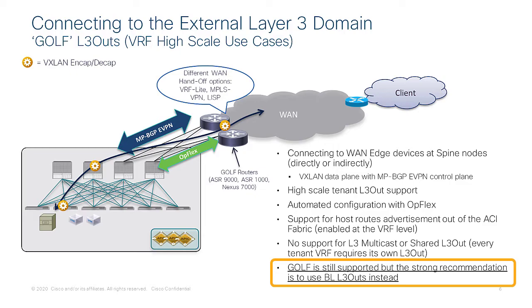Today, the recommendation is to go with the traditional border leaf L3 outs, because it's a more feature-rich option to deploy L3 outs. And let me be very clear, this does not mean Golf L3 out is not supported anymore or is dead. It's still there, it's still supported. If you have deployed it, we will support you. If you want to deploy it, we will support you. But we strongly recommend you instead to look at border leaf L3 out approaches.